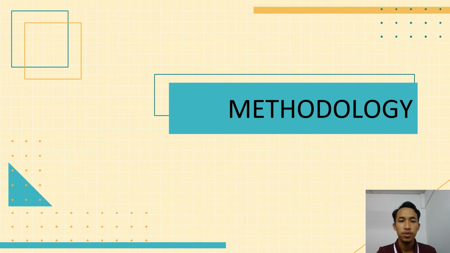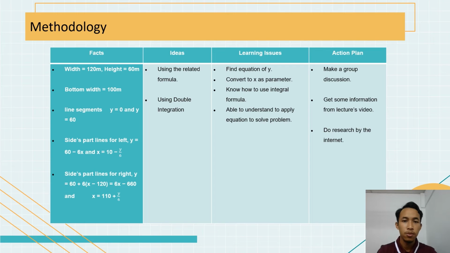Next, I will move to the methodology part. In the first column of the table is fact. First, width is 120 meters, height 60 meters, bottom width 100 meters, line segment y equal to 0 and y equal to 60. Side part line for left: y equal to 60 minus 6x and x equal to 9 minus y over 6.